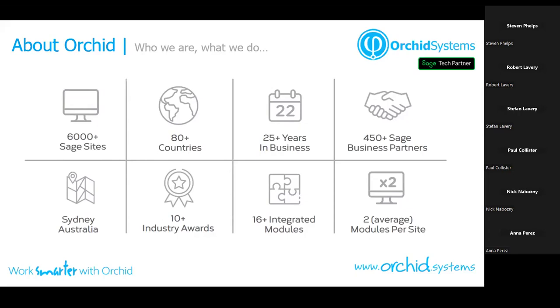We are the master distributors for Orchid Systems for Canada, the US, Mexico, and the Caribbean. Orchid themselves have won many industry awards. They've developed 16 different integrated modules that work with Sage 300, and we've now introduced the EFT processing to the Sage Intacct world. Just as a note, we have an average of 2 modules per site. So once clients start working with Orchid Solutions, they tend to gravitate to some of the other products in the portfolio.